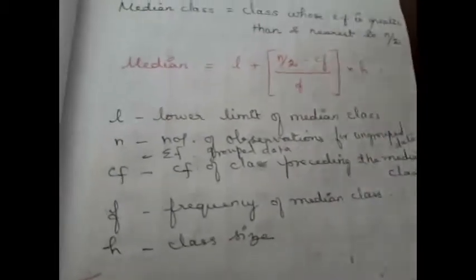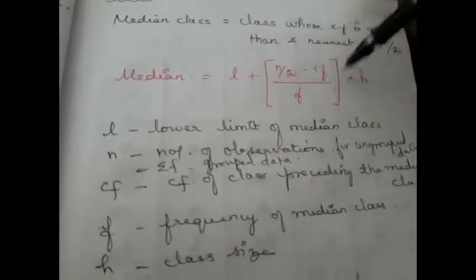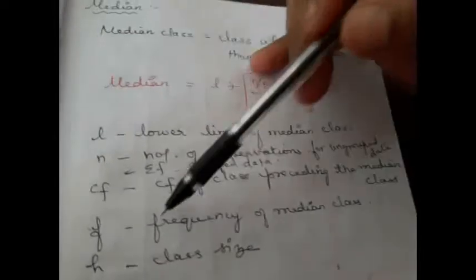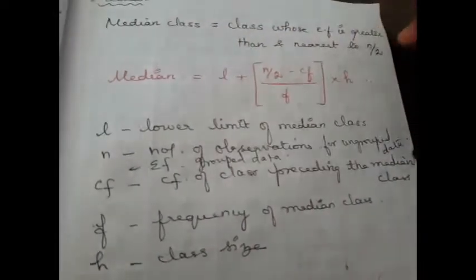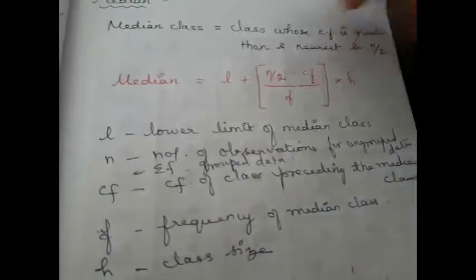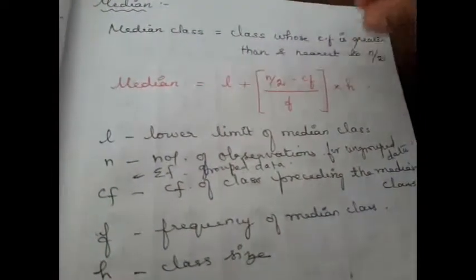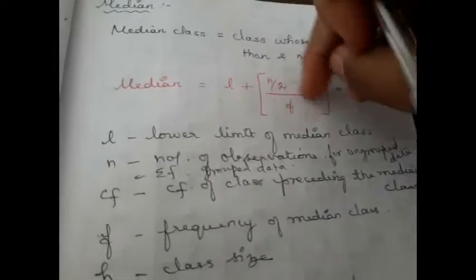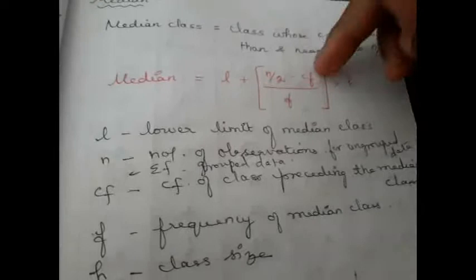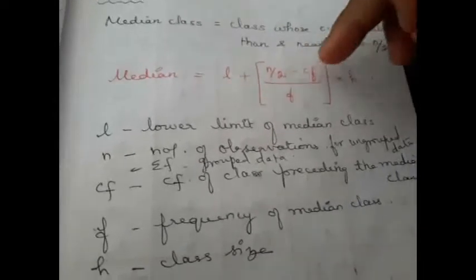And what is your CF? CF in the formula denotes what? CF of the class preceding the median class. First we will identify which is our median class, and in that median class one CF will be there. That you should not substitute here. The CF preceding the median class only you should take and substitute as the value of CF in the formula.